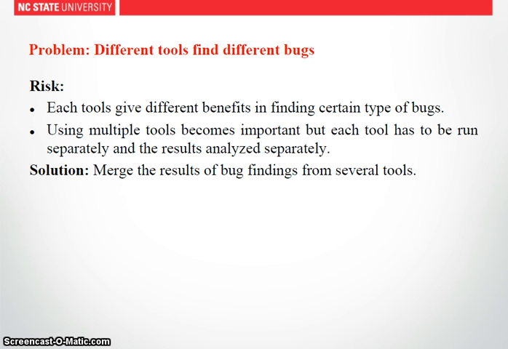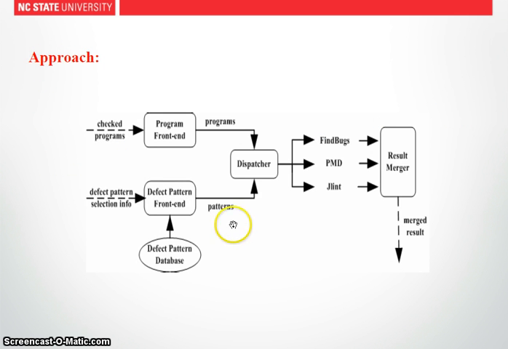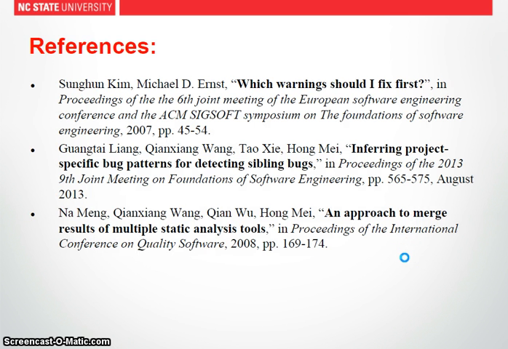So one solution is to merge the results obtained by running different tools on the same source. In this approach, we can add an extra layer between the developer and the tools. The layer will take the program to be analyzed as an input along with the defect patterns to be run on the program. Based on the defect pattern, the layer will choose the tools to be run on the program. The results obtained from each of these tools will then be merged to give a priority-based list of the bug warnings. You can refer to some of these papers to learn about these approaches in detail.